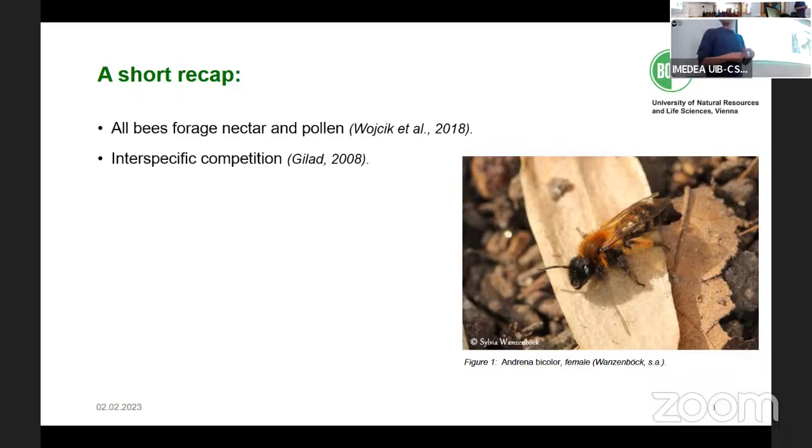Interspecific competition refers to competition between different species, and they compete for resources, which is in this case limited, because the resources are, as said, nectar and pollen. And every landscape provides every day a specific amount of nectar and pollen, which is available for the bees to forage on. And one unit of nectar foraged by one bee is not available for another bee. That's why they compete for the same resources.